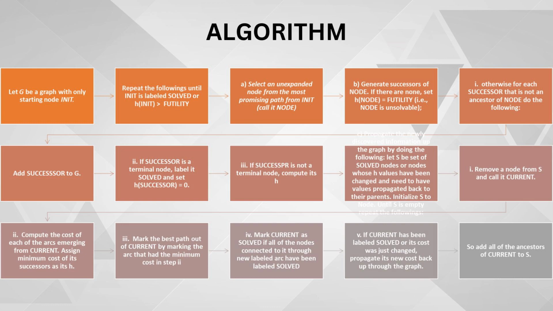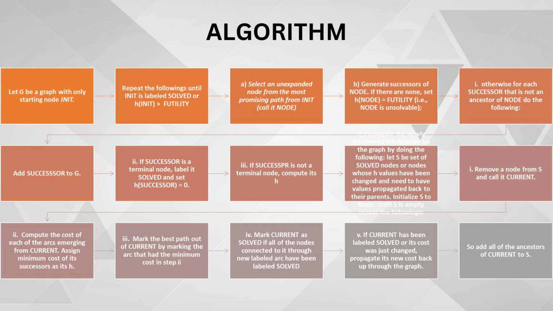Otherwise, for each successor that is not an ancestor of NODE, do the following. Step 1. Add successor to G. Step 2. If successor is a terminal node, label it SOLVED and set H(successor) equal to 0. Step 3. If successor is not a terminal node, compute its H. Step C.